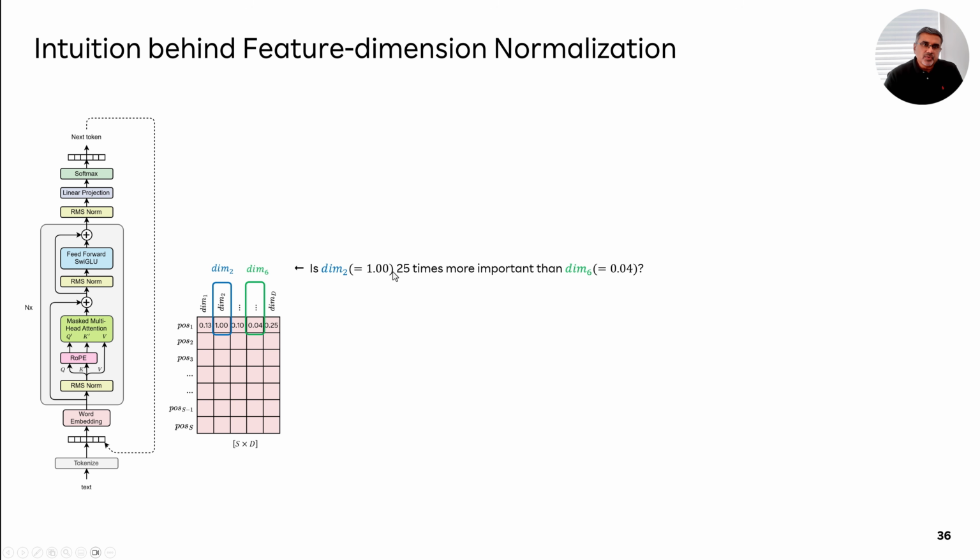Now it says dimension 2 is 1 and dimension 6 is 0.4. Does it mean that dimension 2 is 25 times more important than dimension 6? Maybe not. So it's very important that we try to modulate this. The intuitive understanding of this is the following.